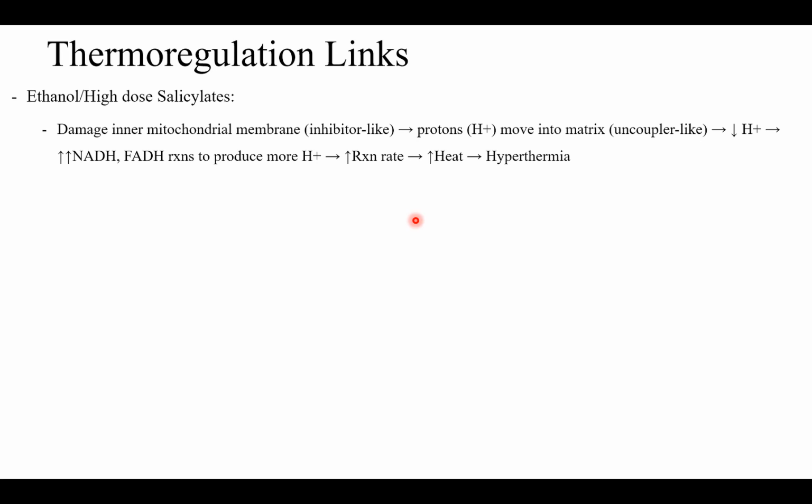As I mentioned, ethanol and high dose salicylates damage the inner mitochondrial membrane and inhibit the ETC there, and protons move into the matrix, which is like uncoupling, and that decreases the proton gradient. The decrease in protons causes NADH and FADH2 to increase their reactions to produce more protons, and that increase in reaction rate produces more heat and causes hyperthermia.